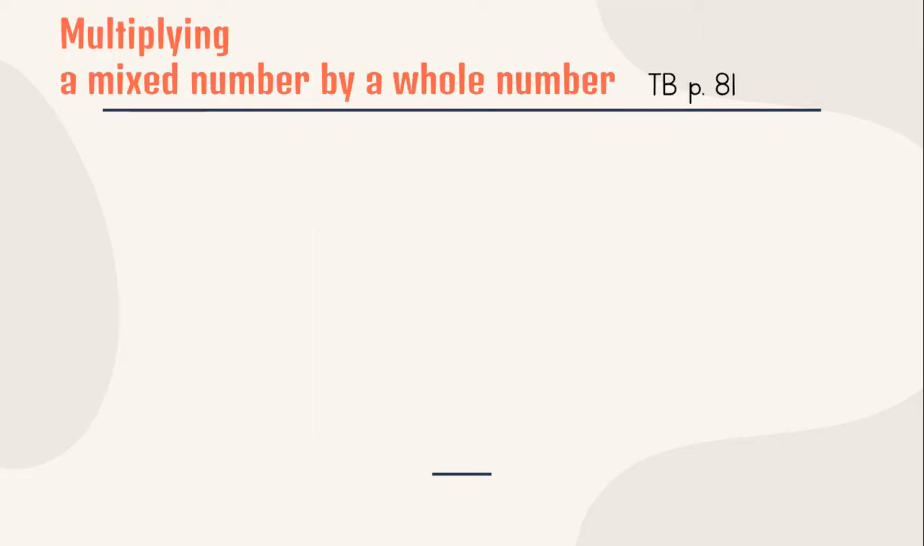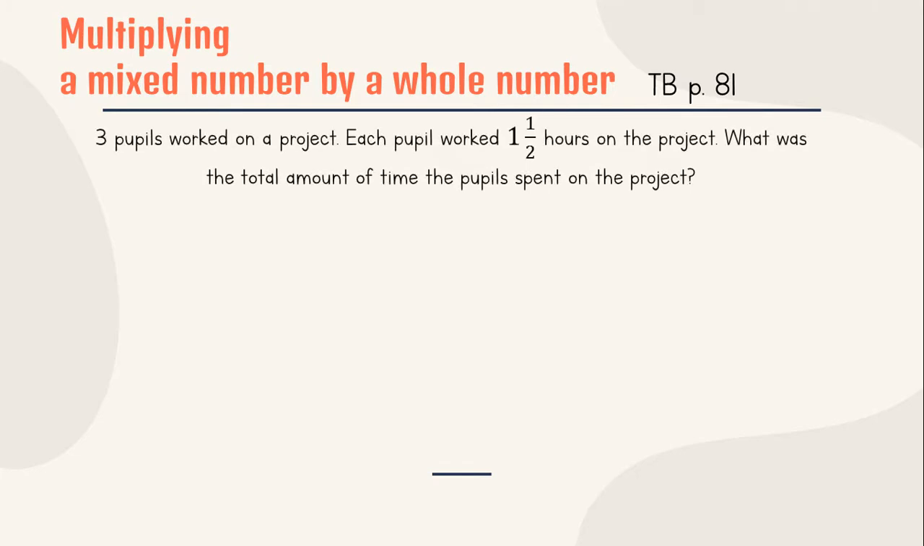Today, we're going to learn how to multiply a mixed number by a whole number. Please pay attention. Open your textbook, page 81. 3 pupils work on the project. Each pupil worked 1.5 hours on the project. What was the total amount of time the pupils spent on the project?